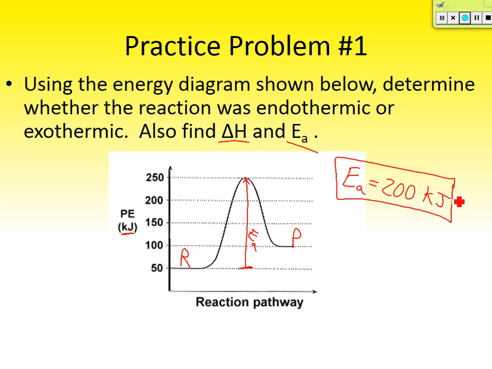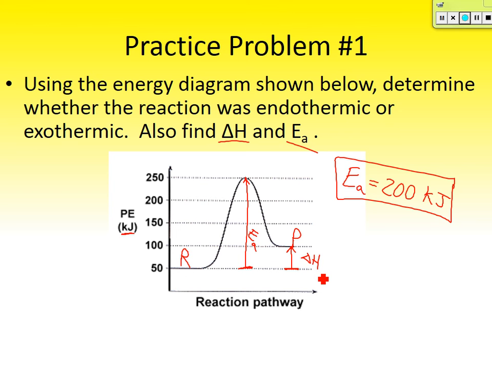Now, going back to the energy diagram, I started at 50. So I started right here, the reactants were at 50. But I ended, the products were at 100. So this is called delta H, the change in heat energy. If you were to calculate it, what would you say delta H is?